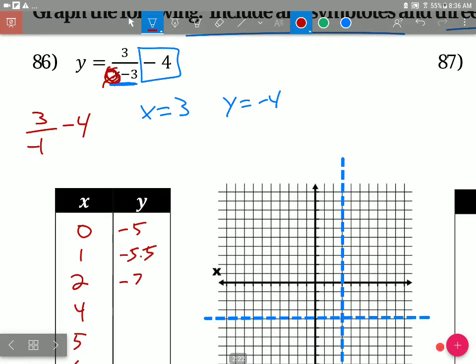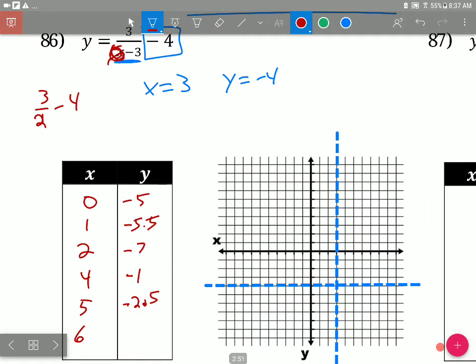All right, let's do the other ones. 4. If I put a 4, 4 minus 3 is 1. So 3 over 1, which is 3, minus 4 is -1. Okay, let's plug in a 5. 5 minus 3 is 2. So that's 3/2, that's 1.5, minus 4 is -2.5. All right, and then 6. 6 minus 3 is 3. 3 over 3 is 1. 1 minus 4 is -3.